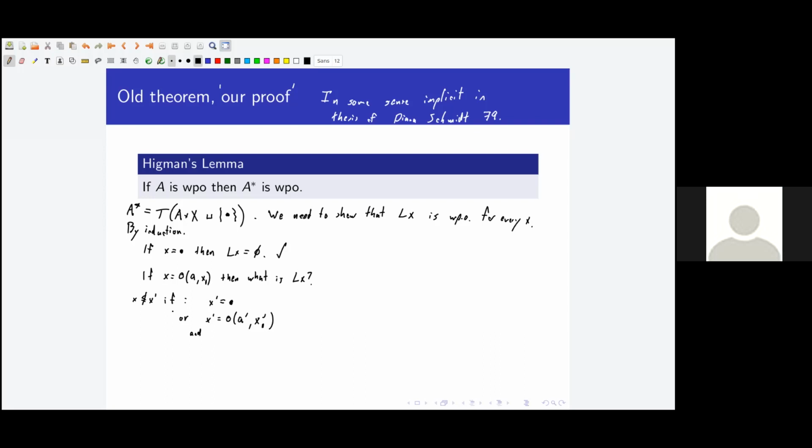So for X not to embed in X prime, let's see, the possibilities will be either X1 does not embed into X prime, or A does not embed into A prime, and X does not embed into X1 prime.